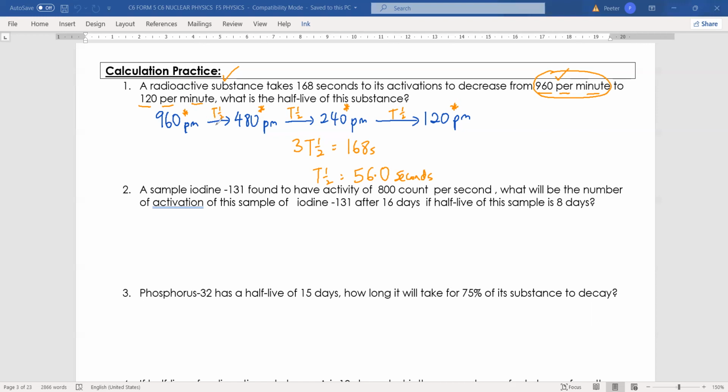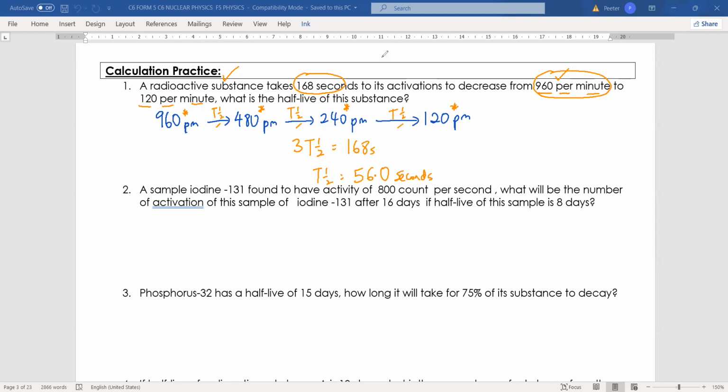So 3 times, 1, 2, 3, half-life has taken place. 3 half-lives took a total time of 168 seconds. So each half-life is 56 seconds. This is how we calculate.